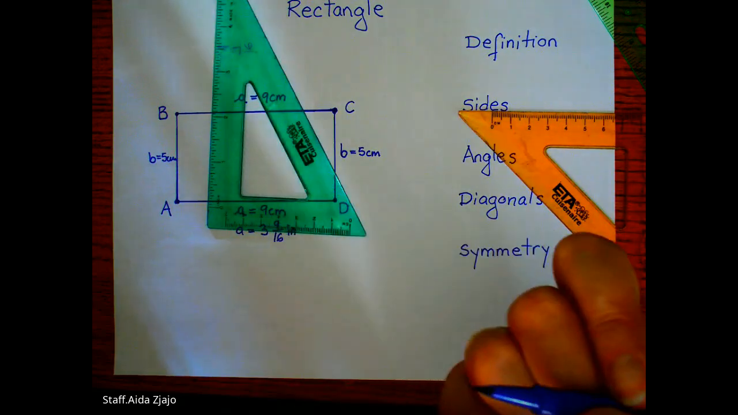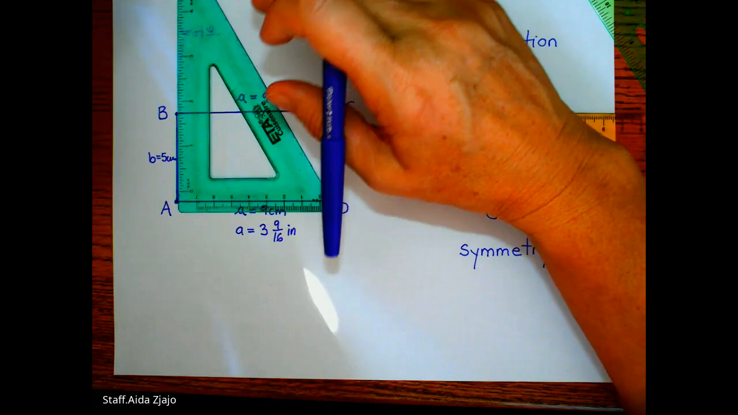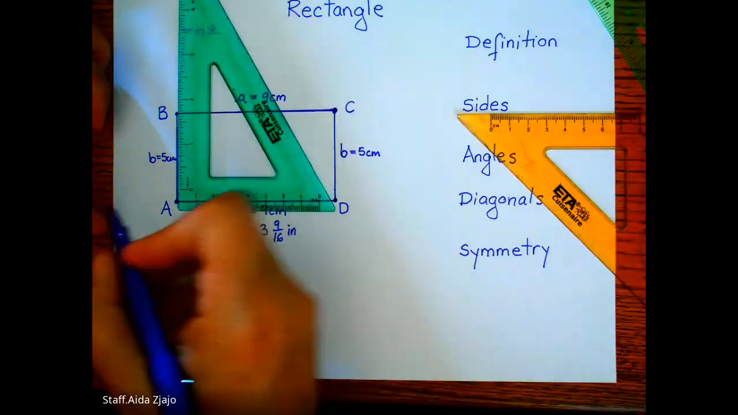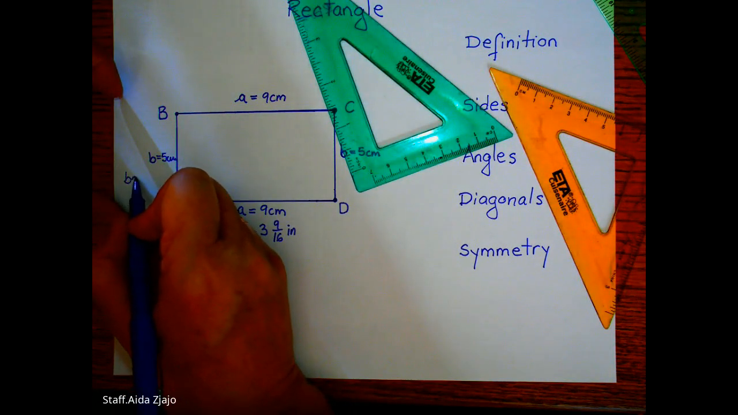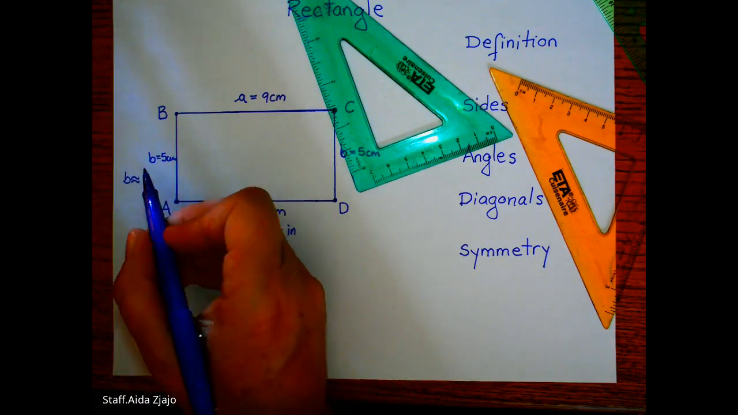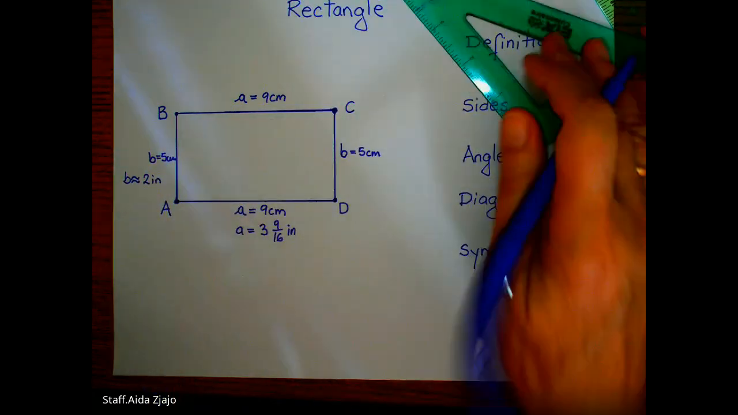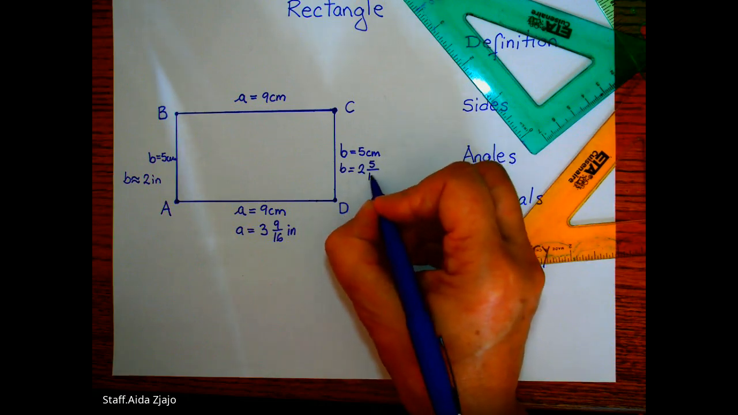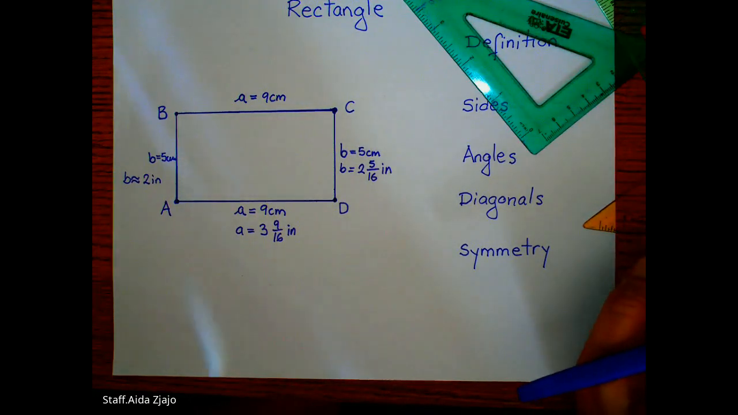We can say 1 inch and like 15 sixteenths of an inch. Or if we want to round that up, B is approximately, with wavy lines, which means we're rounding, 2 inches. Or we can say that B is equal to 2 and 5/16 inch. Either way is acceptable.